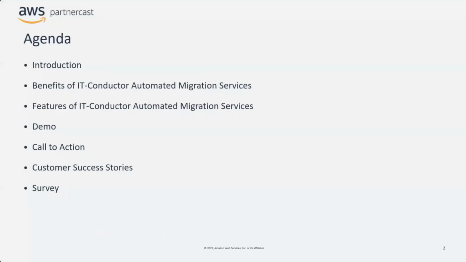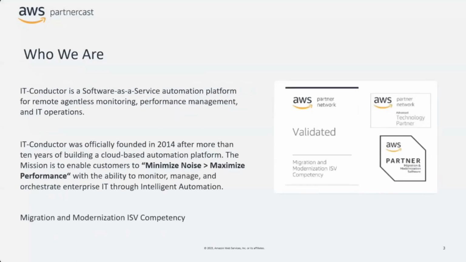Without further ado, I will go into some details about who we are, IT-Conductor. We are a platform as a service, an automated cloud platform that handles monitoring, management and orchestration. So workflow automation solves a lot of IT automation problems day to day, as well as long term, increasing efficiency of service delivery. As an AWS partner since 2014, we built our platform on AWS. We are a validated ISV for modernization and migration, as well as RDS, and also a SaaS marketplace vendor on AWS.